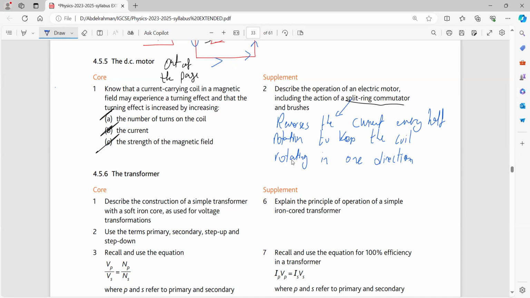It's very crucial. Without the split ring commutator, the coil would keep on rotating half a rotation to one side and then half a rotation to the other side. But due to the split ring commutator, it keeps on rotating in the same direction for as long as you have the current in the wire.